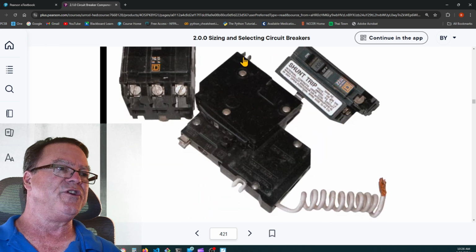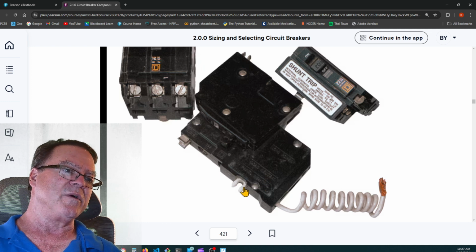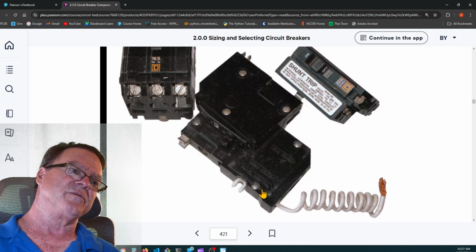Here's one of those old QO style of Square D breakers. I can tell just by looking at the way that it stabs onto the circuit. This one I can't tell what type it is, but it's either a GFCI or an arc fault. It looks older to me. It looks almost, well, it's not a Zinsco. It looks like a GE or a Cutler Hammer or what have you.